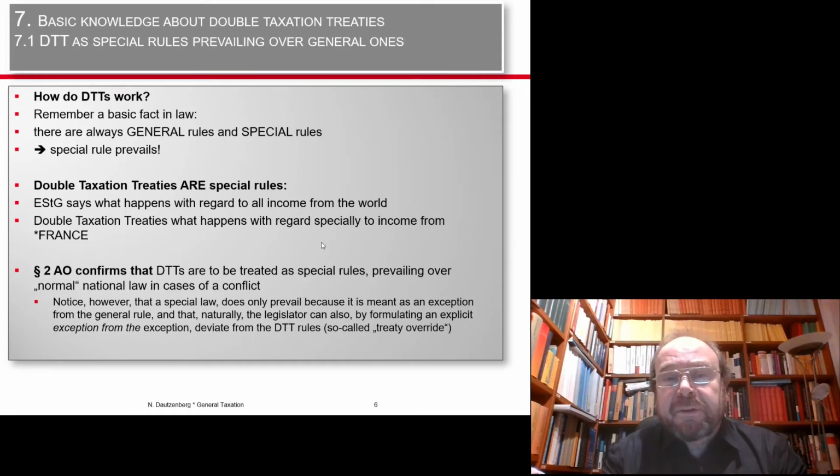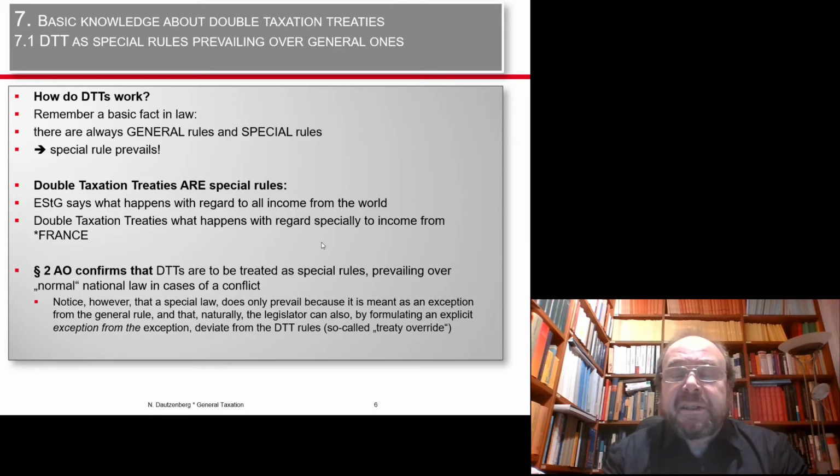For example, you should imagine the Income Tax Act, the ESDG, the Einkommensteuergesetz of Germany, says what happens with regard to all your income from the world, everything taxable. Now, a double taxation treaty says what happens with regard especially to your income from France. France is now an arbitrary example. You see that as always when in my slides there is a little asterisk before a number or a name. This is just arbitrarily chosen. The explanation is I just need a name, a country, an example.